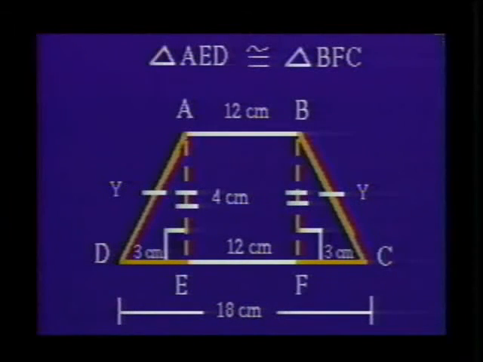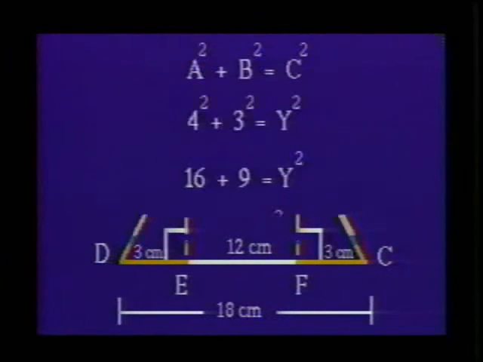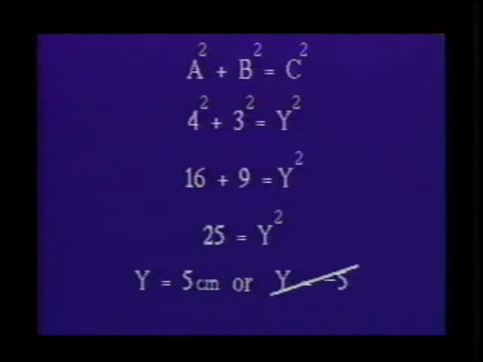Now, using the Pythagorean theorem, we will find the length of the legs. Let y be the length of a leg. Then, using a squared plus b squared is equal to c squared, with a equal to 4, b equal to 3, and c equal to y, we obtain 4 squared plus 3 squared is equal to y squared. Solving for y, we get y is equal to 5 or y is equal to negative 5. Since y is equal to a length, only the answer of 5 makes sense. Thus, the lengths of the legs of the isosceles trapezoid each measure 5 centimeters.